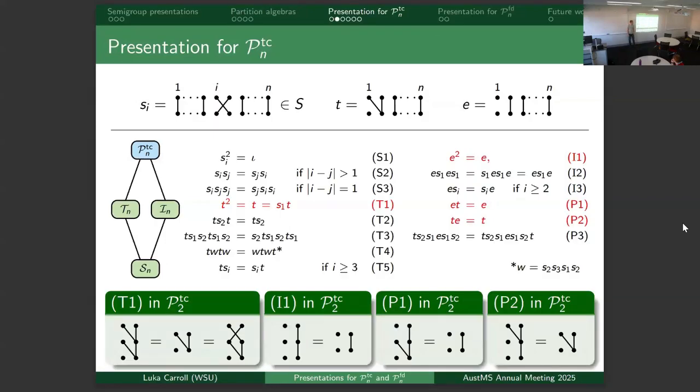Here are a few examples of what these relations look like. I won't go through all of these, but I'll just point out these first two. They tell us that the T and E generators are in fact idempotents.